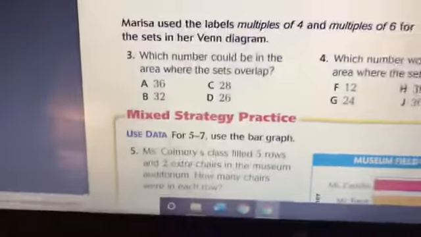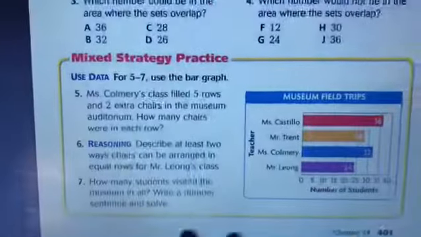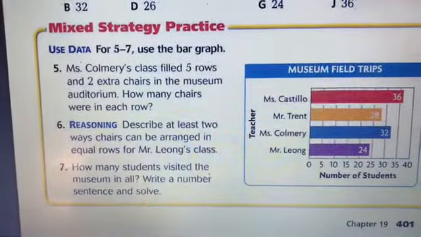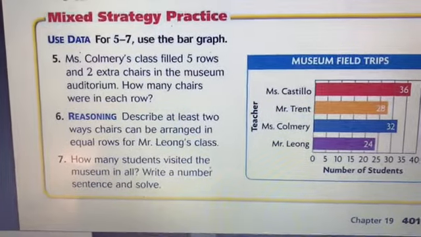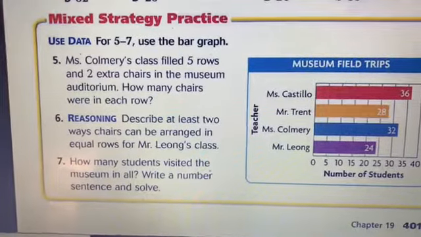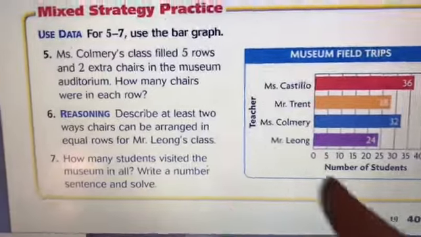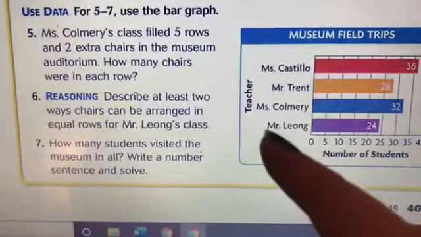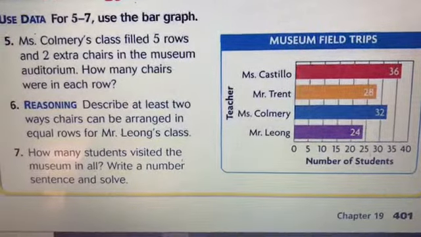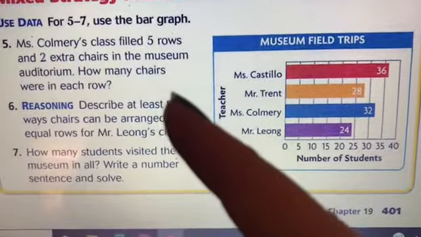Now let's move down just a little bit and look at our mixed practice. Okay, our mixed strategy practice. Number 5 says, Miss Colmurray's class filled 5 rows and 2 extra chairs in the museum auditorium. How many chairs were in each row? So we need to look at our bar graph. Miss Colmurray, she had 32 students in her class. So we need to find out how many chairs were in each row.